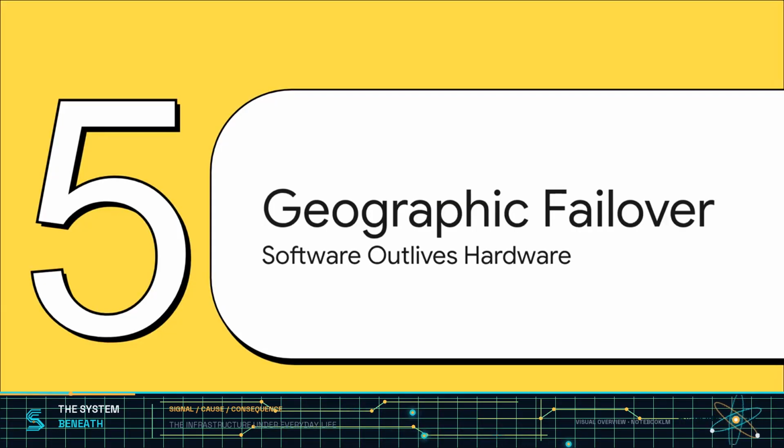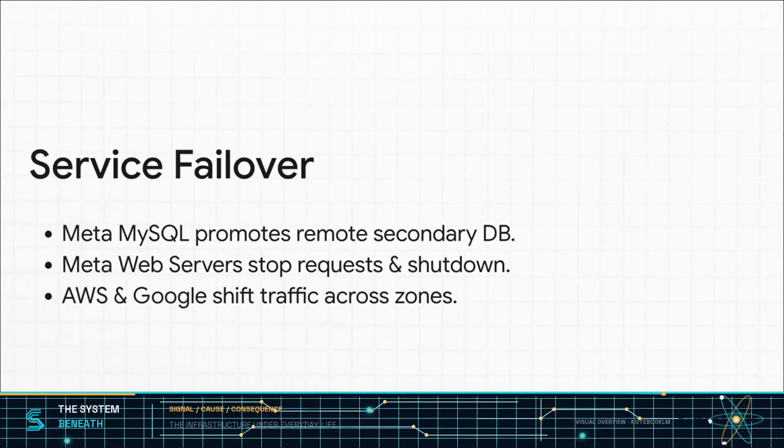And that leads us perfectly into Section 5, Geographic Service Failover. This right here is the magic of how software completely outlives physical hardware. When Meta's Power Loss Siren goes off, their MySQL databases don't just sit there. They proactively promote a secondary database in a totally different data center region to take over as primary before that local server loses power. Meanwhile, their web servers immediately stop accepting new user requests, which drastically reduces error rates.